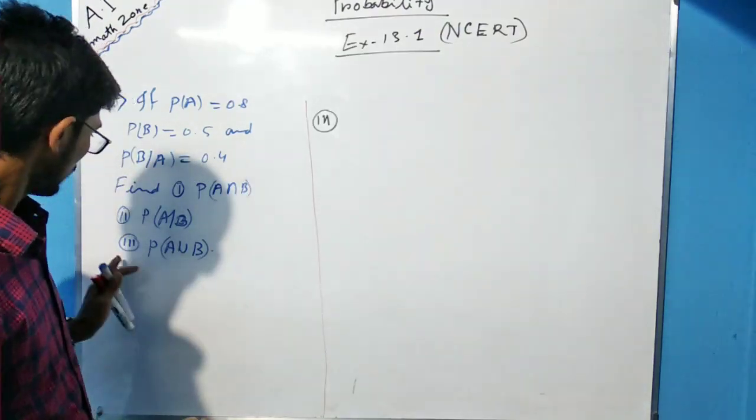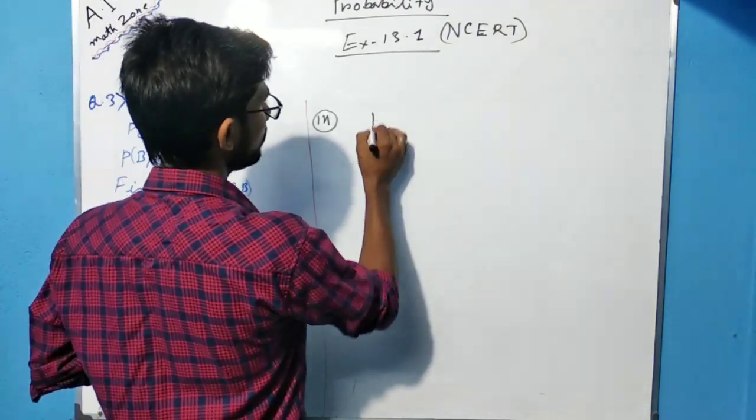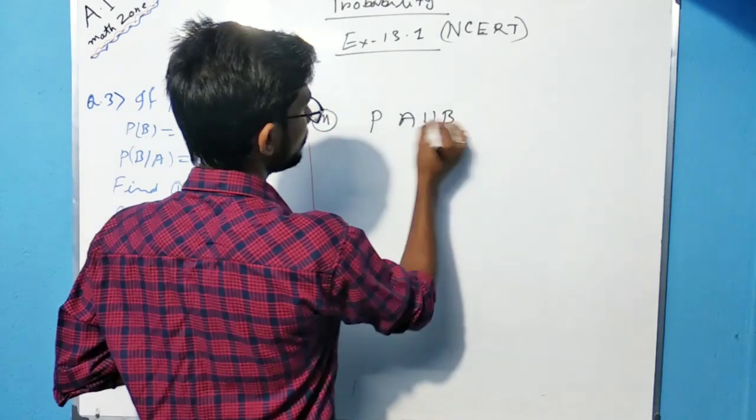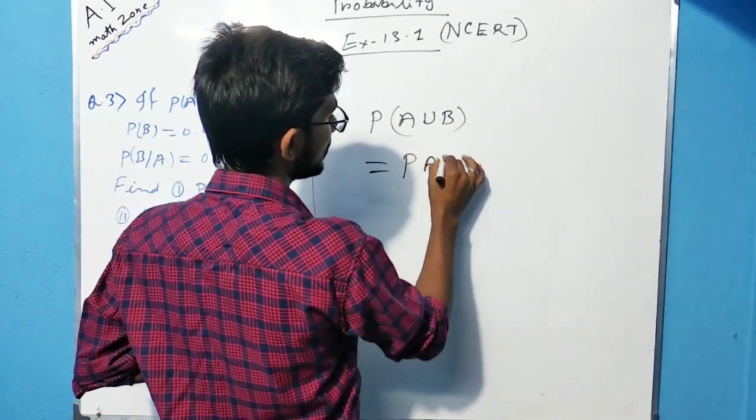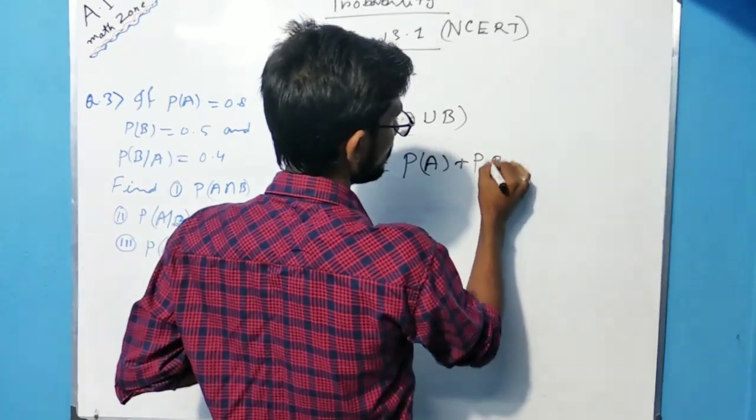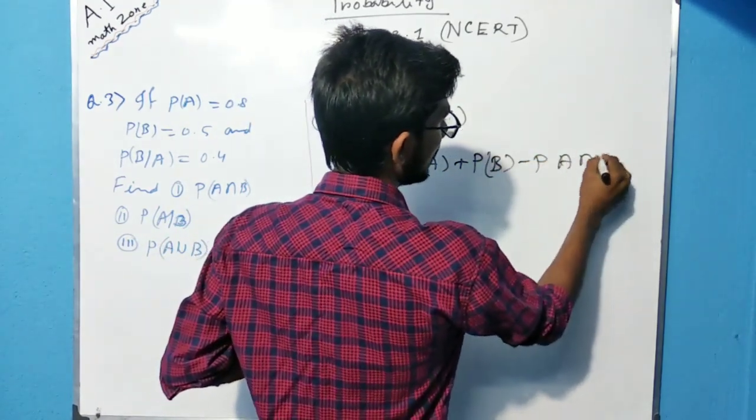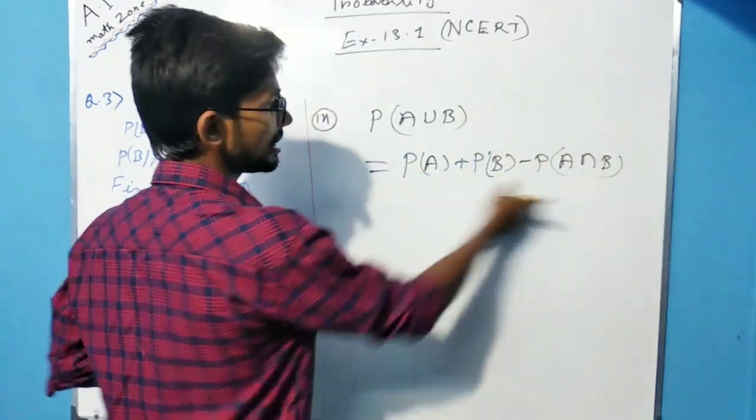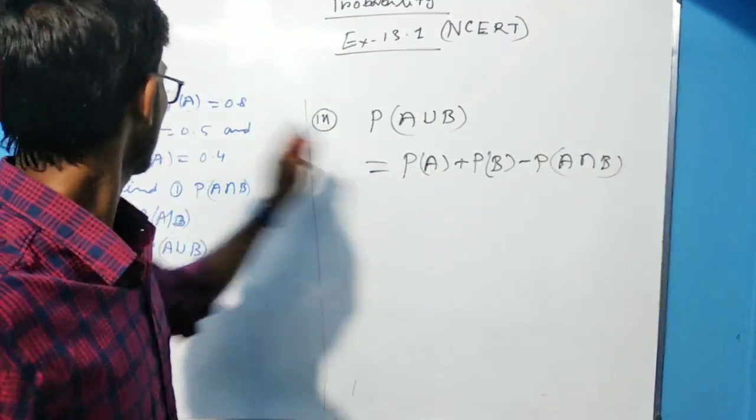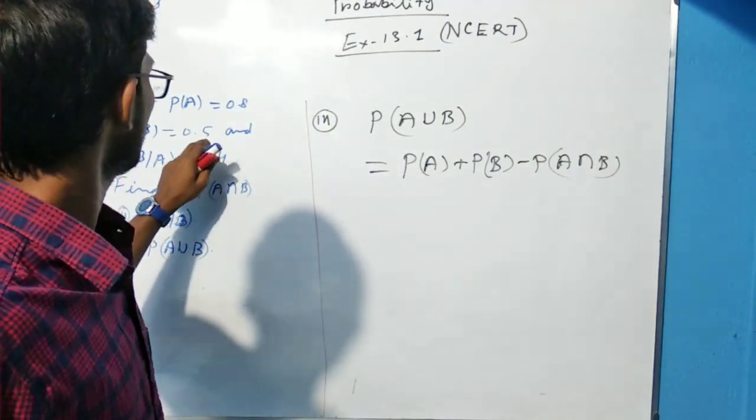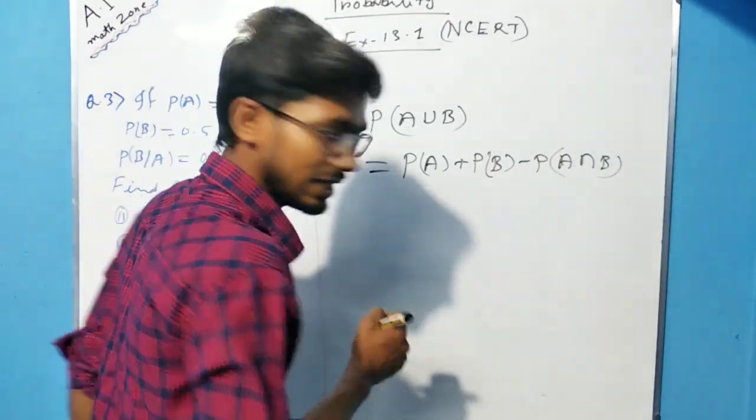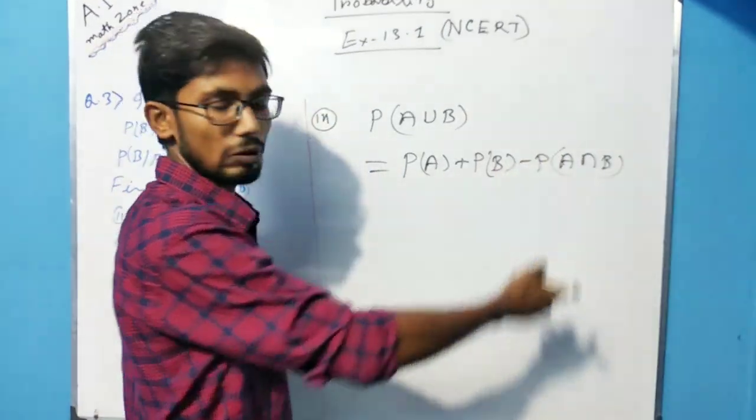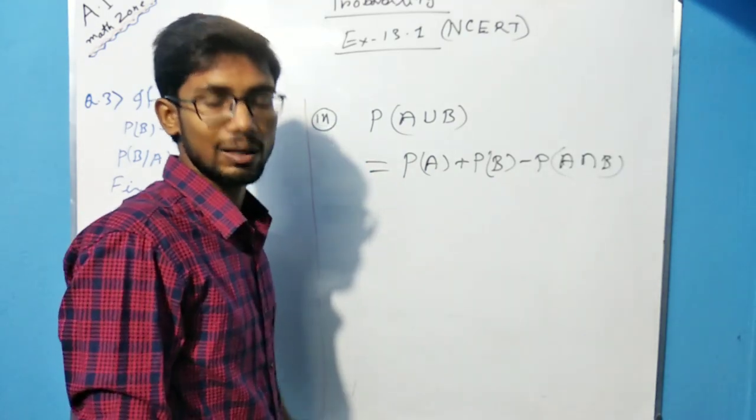And the third one is probability of A union B, P of A union B. You know from the previous class that this can be written as probability of A plus probability of B minus probability of A intersection B. Now all these three values are given, right? Probability of A is 0.8, probability of B is 0.5, and probability of A intersection B is 8 by 25. So put the values and get the answer. I'm going to the next question.